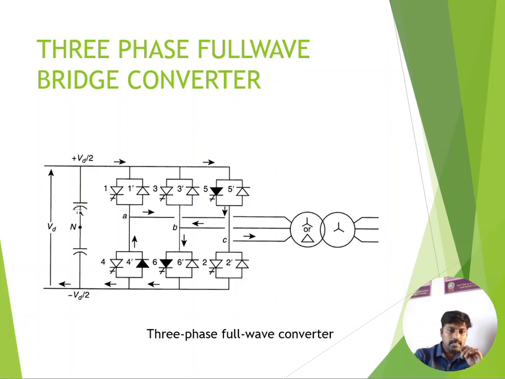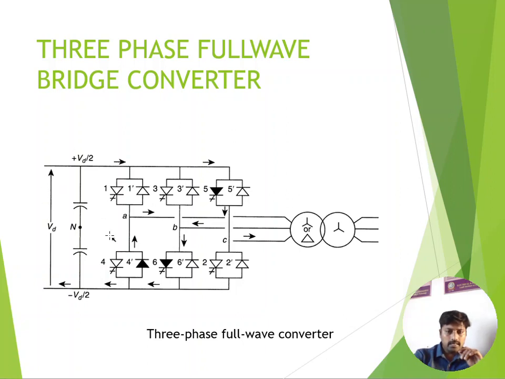The total capacitance is divided equally by 2. That's why it is given as plus Vd by 2 and minus Vd by 2. This midpoint is considered as the neutral, and the total capacitance is equally divided. So that's why you get the total DC voltage, that is Vd.